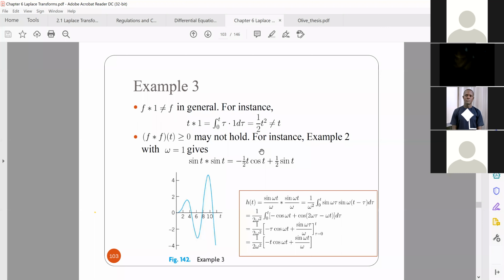So if you have sine t convolved with sine t, you end up with some kind of cosine, so part of it will not be positive. This is more or less exactly what we did on the previous slide, actually, sine omega t. I don't know why they repeated it here.